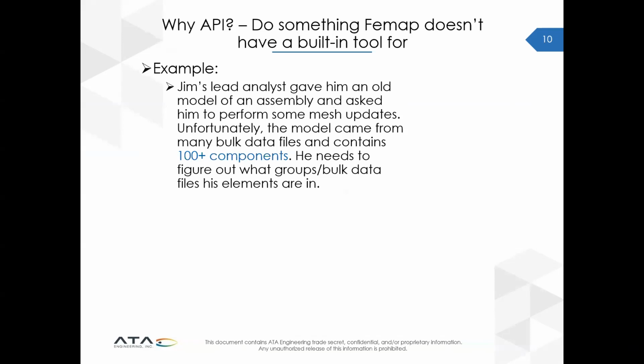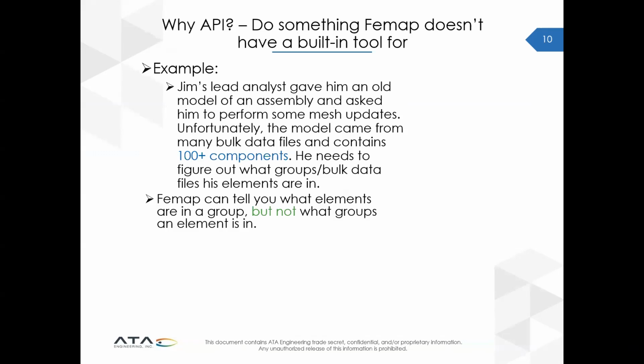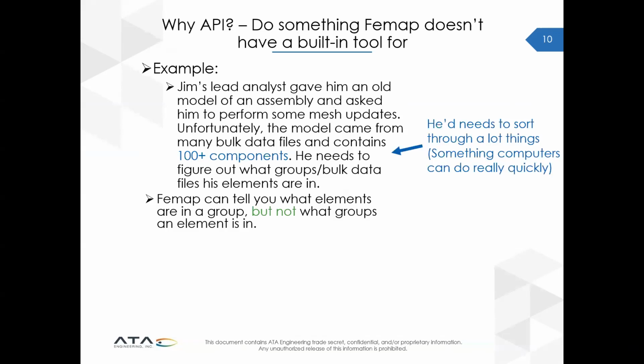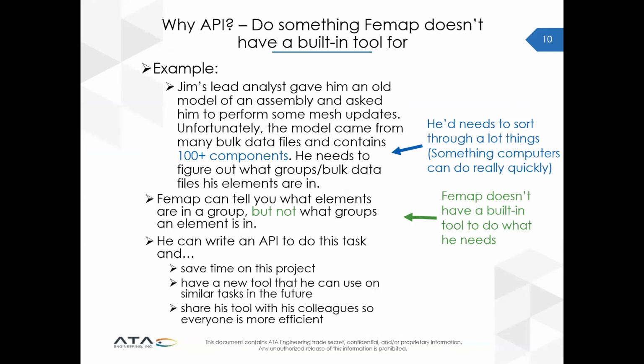And what happens here is, in Femap, it can tell you what elements are in a group, but not the reverse. It can't tell you what groups an element is in. So sometimes when you know the element you're looking for, but you don't know what groups it's in, that can be difficult. He has to sort through a lot of things, which is something we all know computers do really quickly, but people do slowly. And he's trying to do something that there's not a ready-built Femap tool for. So that kind of indicates that he might want to write an API for this.